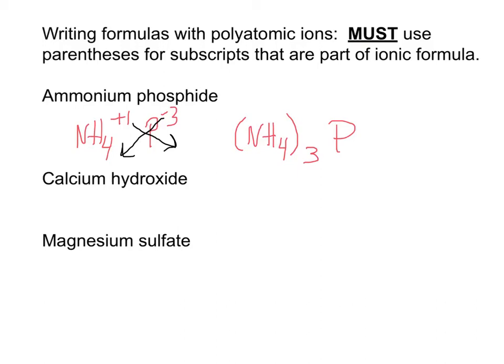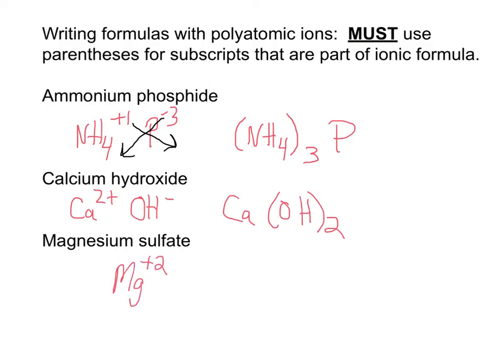The next one is calcium hydroxide. That's Ca2+. Hydroxide, which you have to memorize, is OH minus. So parentheses around hydroxide make it Ca(OH)2. And then the last one is magnesium sulfate. Magnesium is Mg with a plus 2 charge. Sulfate is SO4 2-. Then crisscross, so it's Mg, SO4, the 2's reduce, and no parentheses. If we're not going to add an additional subscript outside, we don't need the parentheses. Exactly. All right, let's go on to the next.